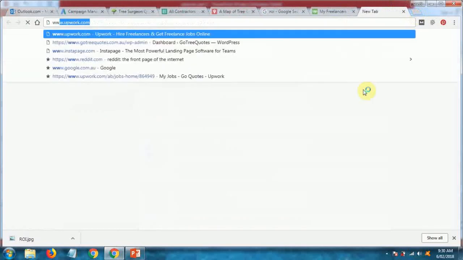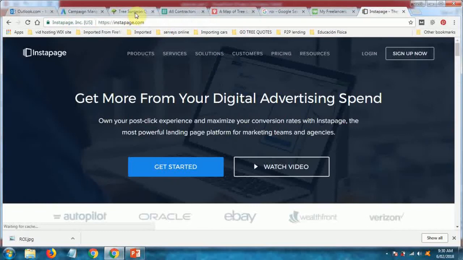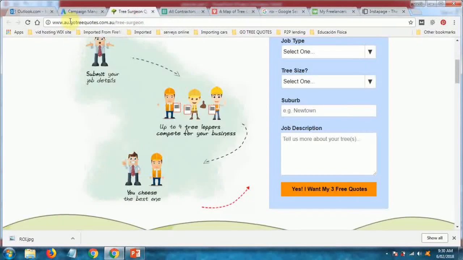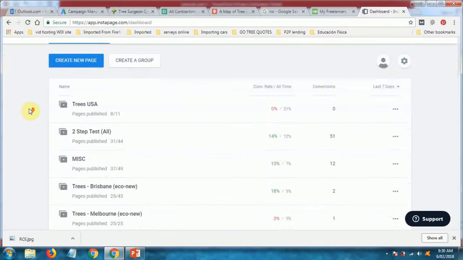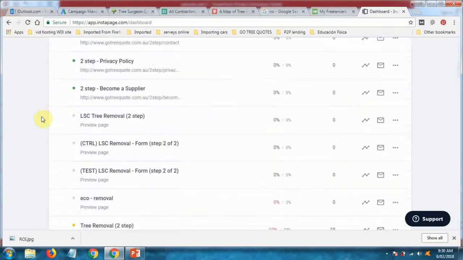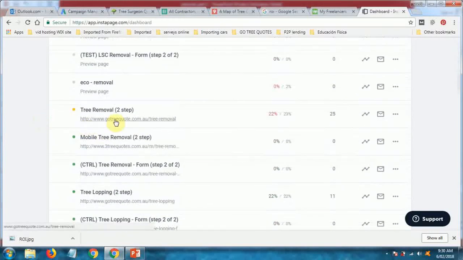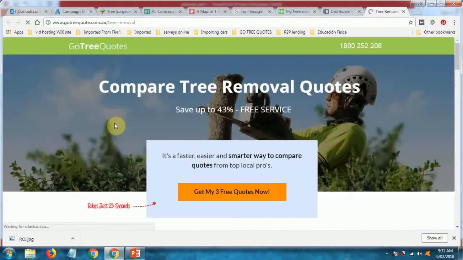I use Instapage for all my landing pages. Now you'll see here, this is actually not my website. It's a subdomain .au, so this is not my website. And that goes for all of my landing pages. None of these landing pages actually go to my website. You'll see a lot of them look very similar to my website. It can be deceiving. For example, let's go to the one that I send keywords for tree removal to.